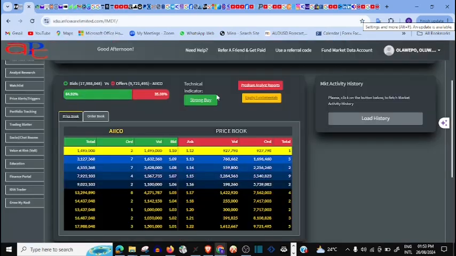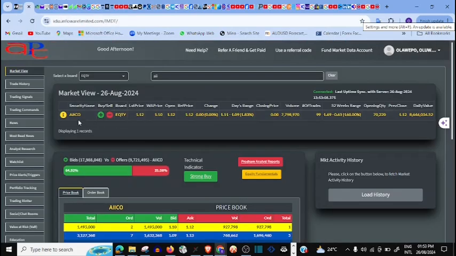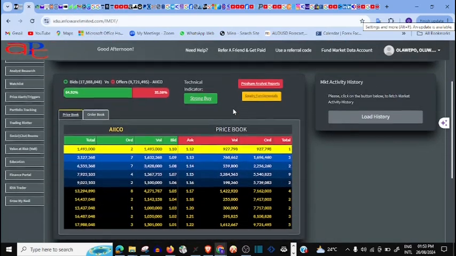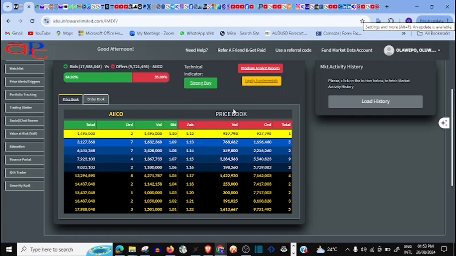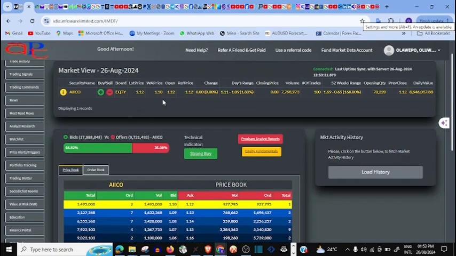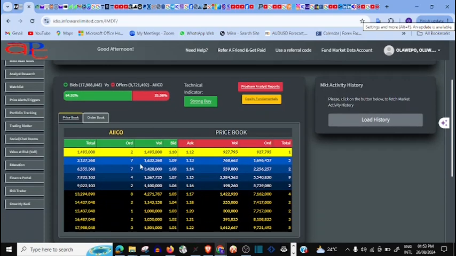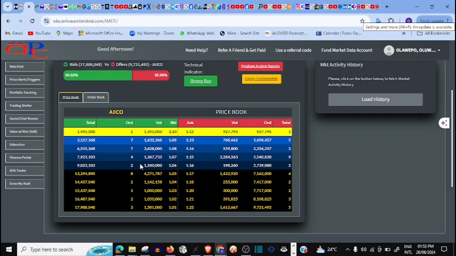this is where I do the trade. When I select AIICO, I'll see the people that want to buy and the traders that want to sell. The people that want to buy are actually more than the people that want to sell. That's telling me that there is a higher probability that we sell higher than the market price. Currently the market price is 1 naira 12 kobo. So if the buyers are more than the sellers, there is a higher tendency that the price will go up.